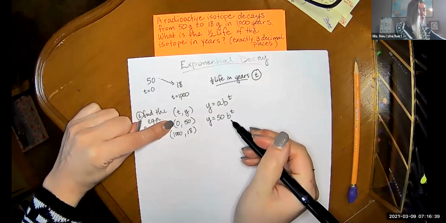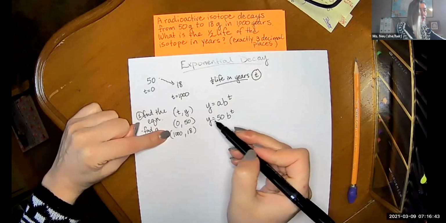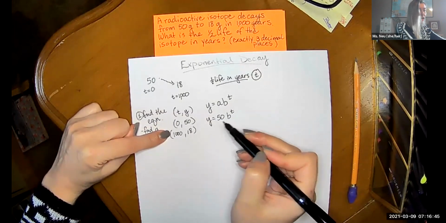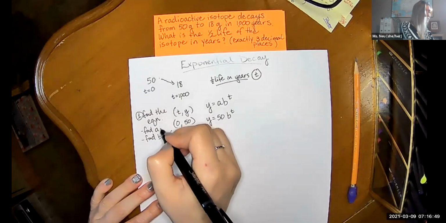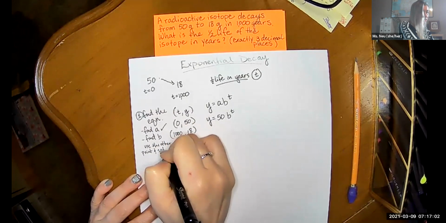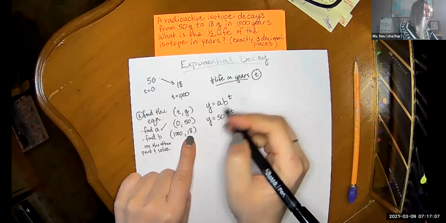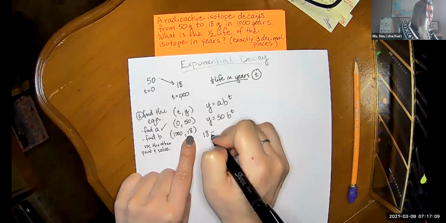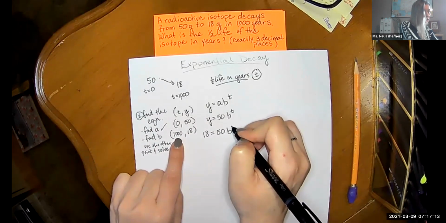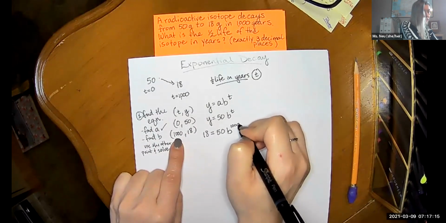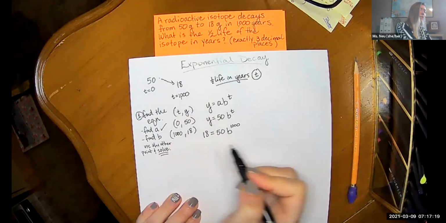How do I find B? Well, I'm going to use the information from this other point to plug everything in for t and for y, and then I'm going to solve for B. So y is 18, and t is 1,000. Perfect. So now I just need to solve for B.